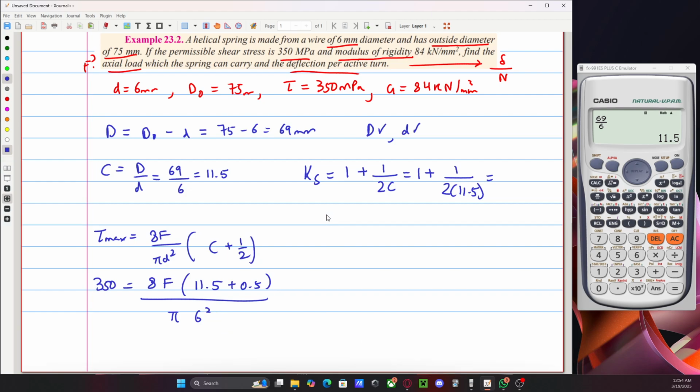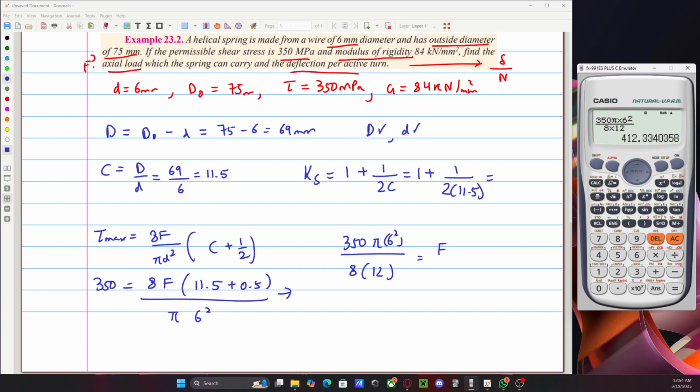So what we can do is we can rearrange for F. So if I was to rearrange, this would be 350 pi 6 squared over 8, and 11.5 plus 0.5 is 12, and this will give me F. So now let's check if this F is what we need. Let's check. 350 times pi times 6 squared over 8 times 12. And this gives us 412.33, which is what we wanted as well.